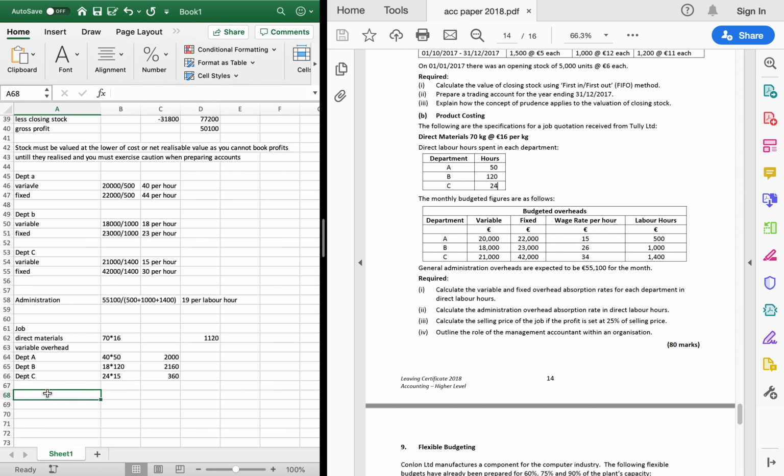Your fixed overhead, this is just taking the answers from up above here. Same thing. So department A, it's still 50 hours, except this time we're multiplying by 44. So 44 by 50. I'm just going to reverse that around, 15 by 24. So 44 by 50.